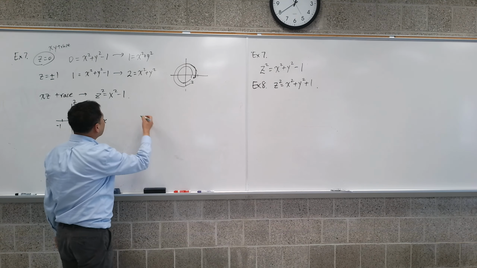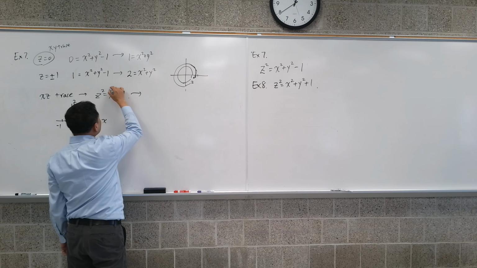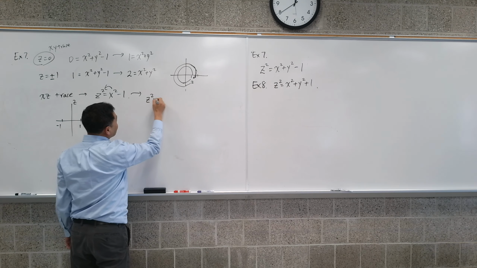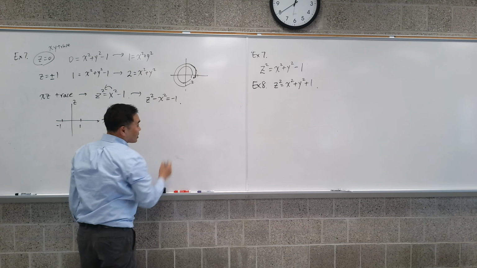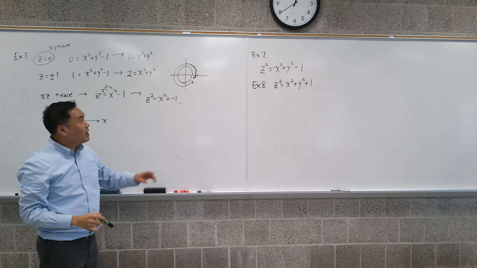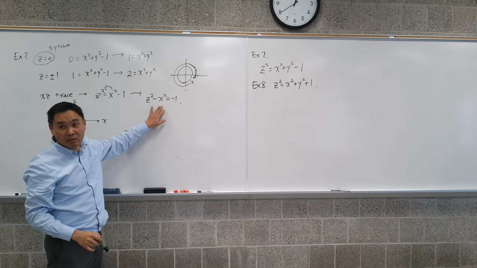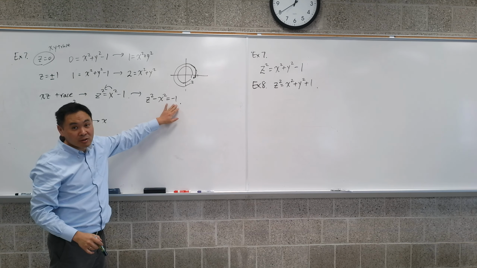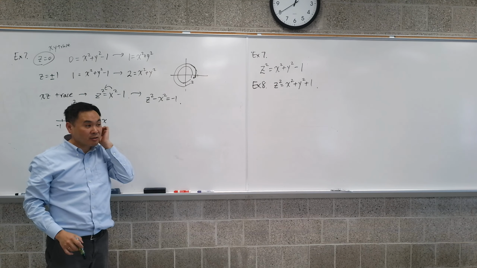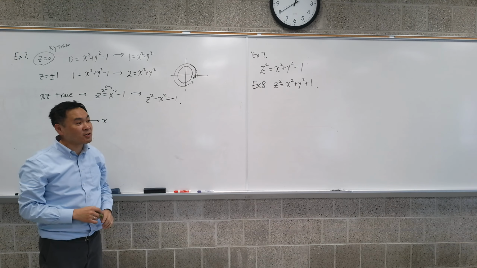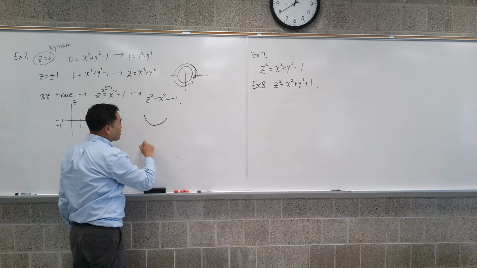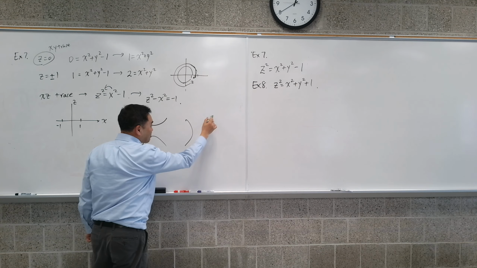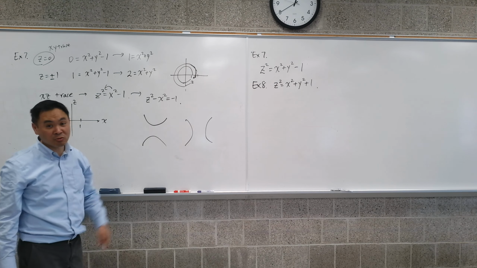I mean, one quick way to see it is, if you move this to the other side, you get z squared minus x squared equals negative 1. And here's a key point. Whenever you have squared minus squared, and you have a number, that's going to be a hyperbola. The only thing you have to figure out is which of the two types it is.